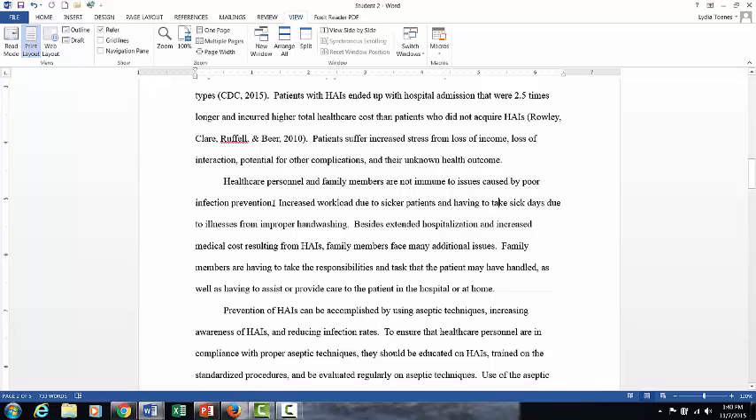Another incomplete sentence here is increased workload due to sicker patients and having to take sick days due to illnesses from improper hand washing. A lot of due-tos. If we took out some of those, the sentence probably could work. Increased workload leads to sicker patients and having, like, the nurses have to take sick days because of illnesses from improper hand washing. So watch your sentences, and this person isn't the only one, it's just a prime example, but watch your sentences and make sure it is logical and that you have kind of a beginning and an end and a purpose to it.